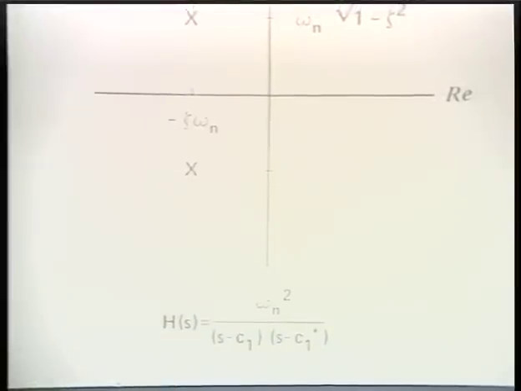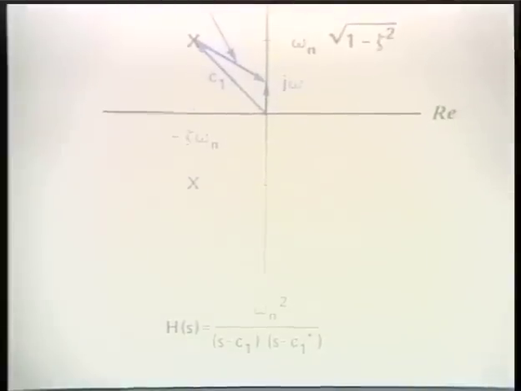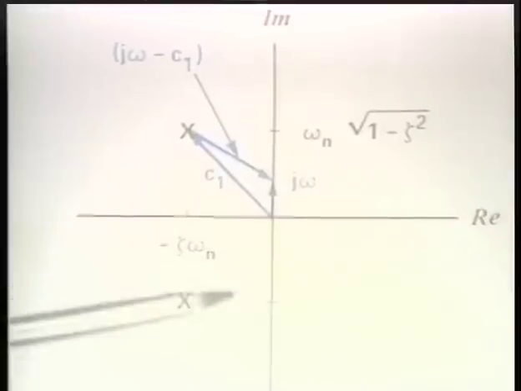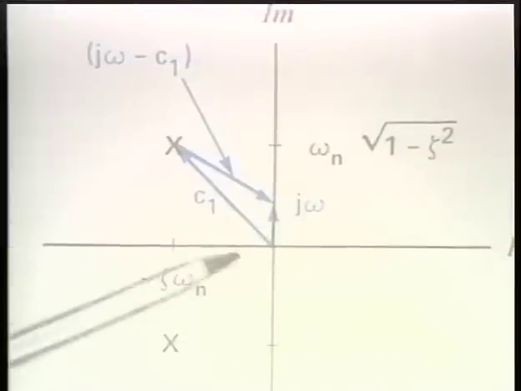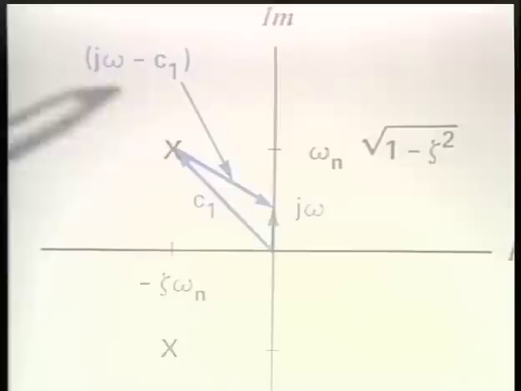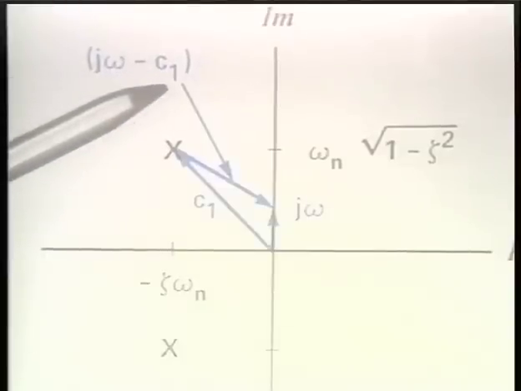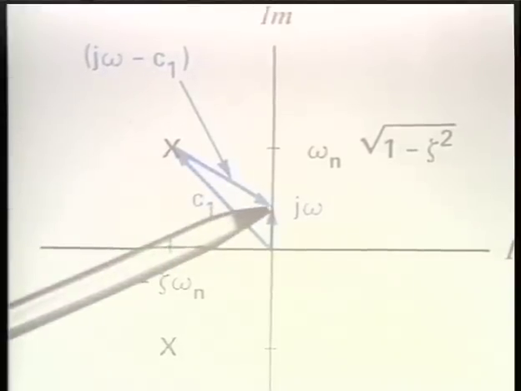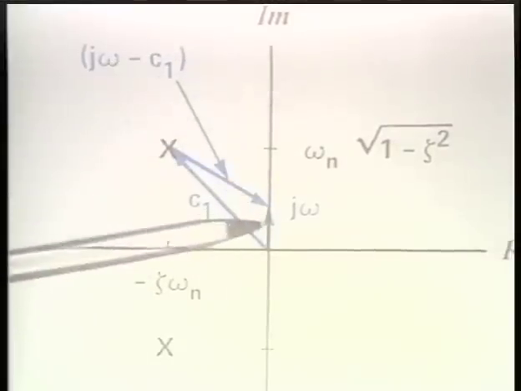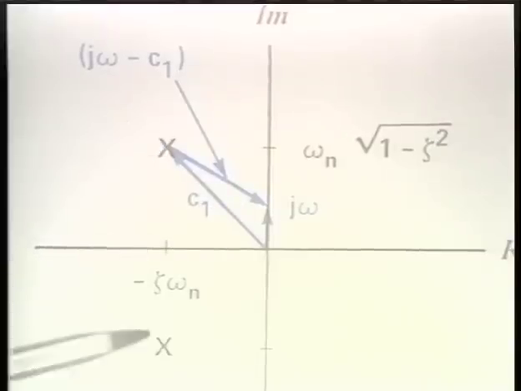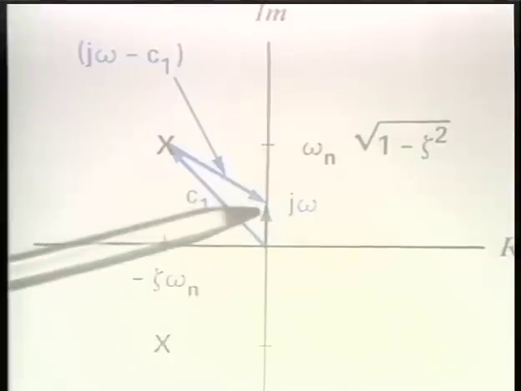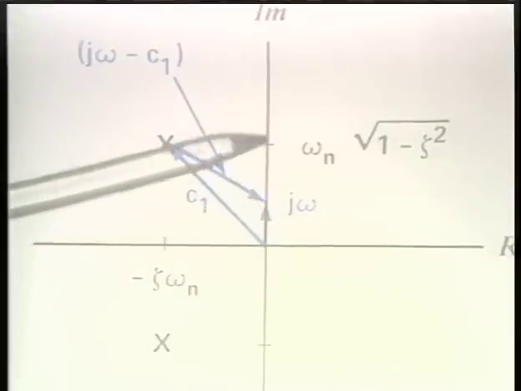where s is on the j omega axis. Here is the vector c1. And here is the vector s, which is j omega, if we're looking, let's say, at this value of frequency. And this vector, then, is the vector j omega minus c1. So it's the length of this vector that we want to observe as we change omega, namely as we move along the j omega axis. We want to take this vector and this vector, take the lengths of those vectors, multiply them together, divide that into omega sub n squared, and that will give us the frequency response.